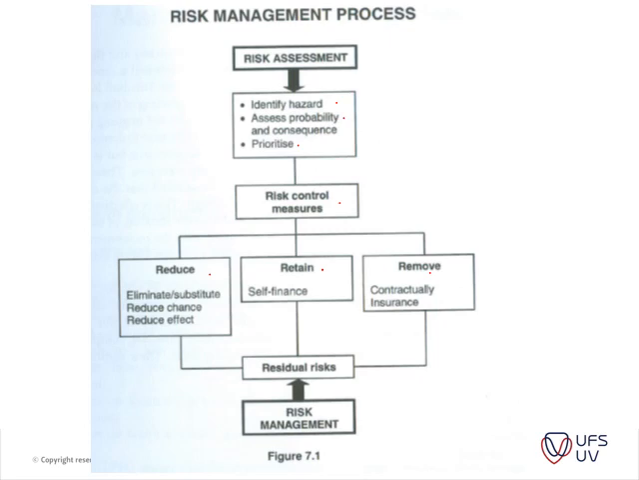By reducing it, you can eliminate or substitute. You can reduce your chances of it happening, and you can reduce the effect of it. You can retain it, like self-finance, for instance for material risks or importation risks, cost fluctuations, etc. And then you've got contractual insurance to remove some of the risks and move them to someone else. And then you have residual risks, which I'll explain a little bit later on. But all of this comes together from risk management.